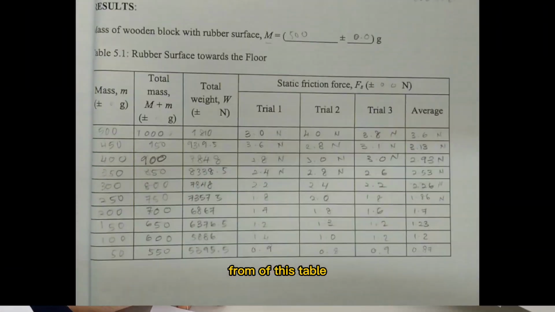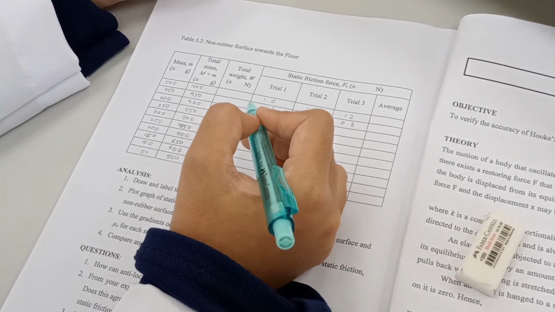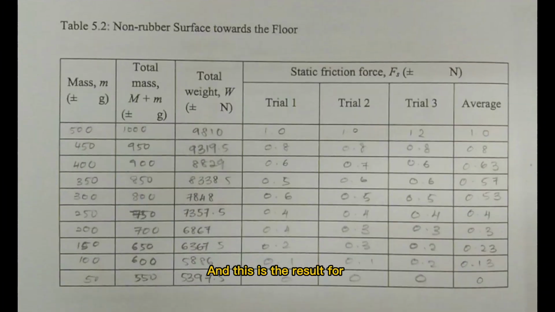From this table, you can see that we are using different masses starting from 50 gram to 500 gram, and we use the rubber surface towards the floor with the mass up to 500 gram. We can compute that the static friction force will increase from 0.87 to 3.692. And this is the result for the rubber surface towards the floor.